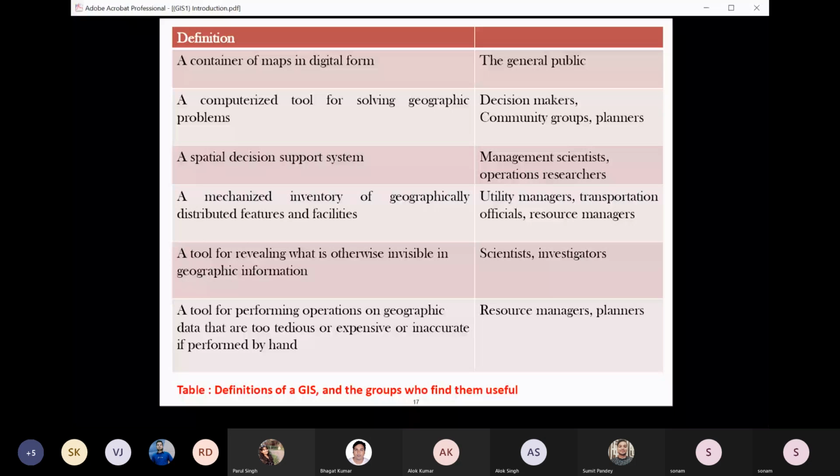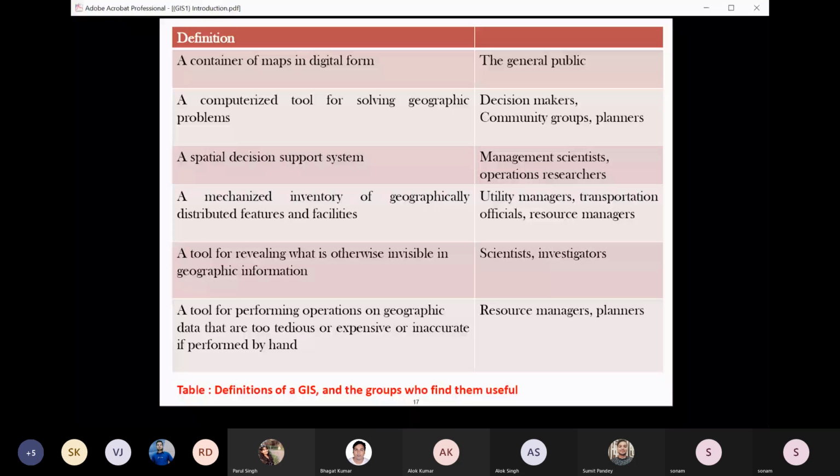Next, if we see the definition of GIS for the management people, for operations research, it is a decision support system that can help to solve some problems. Next one is for the utility managers, transportation officials, resource managers. What is GIS for them? What are utility managers? Suppose a manager in an electricity company. Why do they need GIS? In that power distribution company, what will be the use of GIS, or how can GIS be used over there?